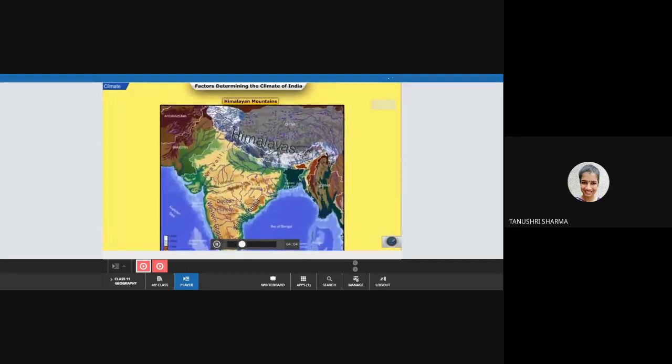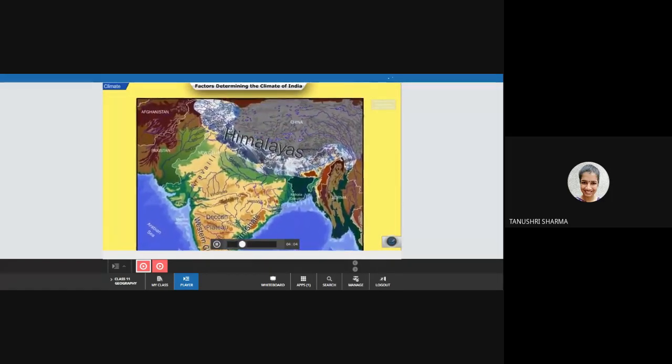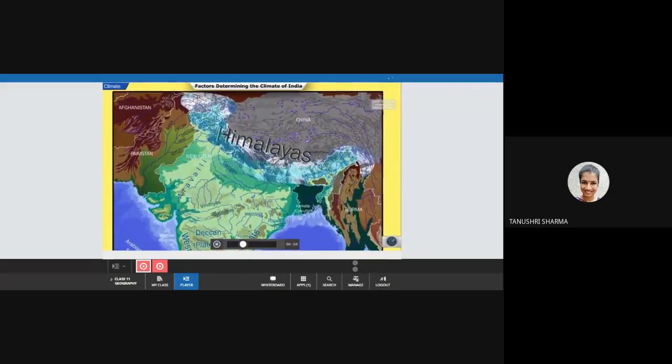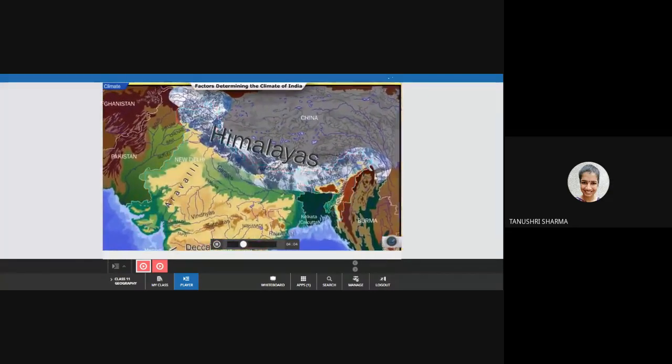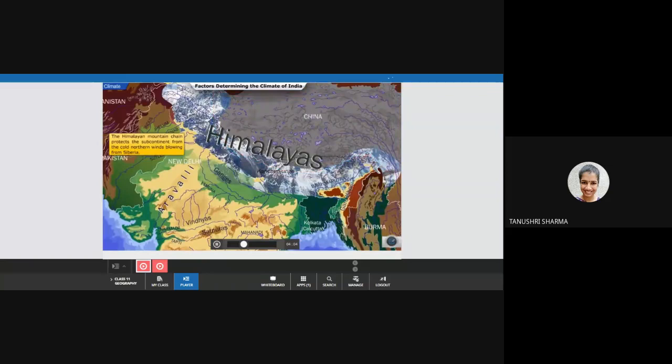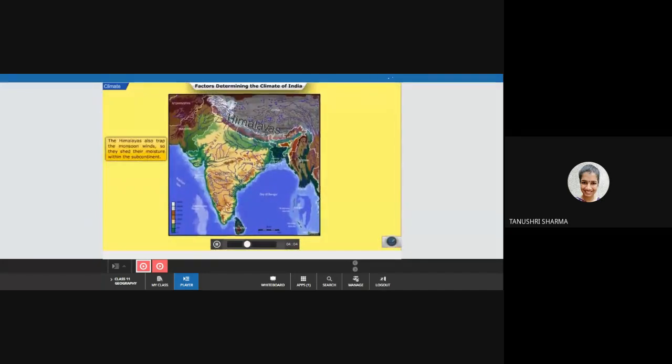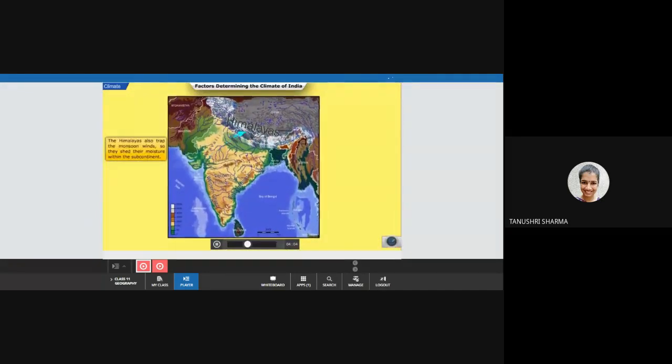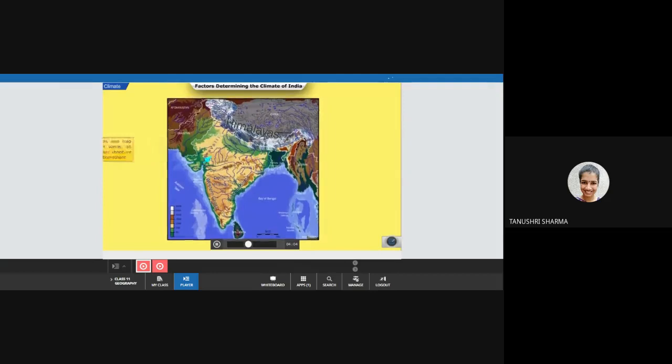Number 2. Himalayan mountains. The Himalayan mountains in the north bring about a climatic divide. The towering mountain chain acts like a shield to protect the subcontinent from the cold northern winds blowing from Siberia. These cold winds originate in the Arctic Circle and blow across Central and Eastern Asia. The Himalayas trap the monsoon winds, due to which the subcontinent gets rainfall.